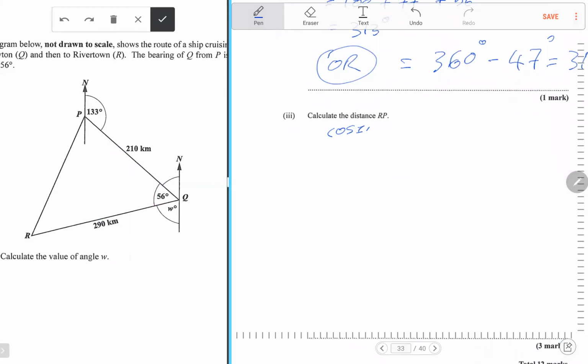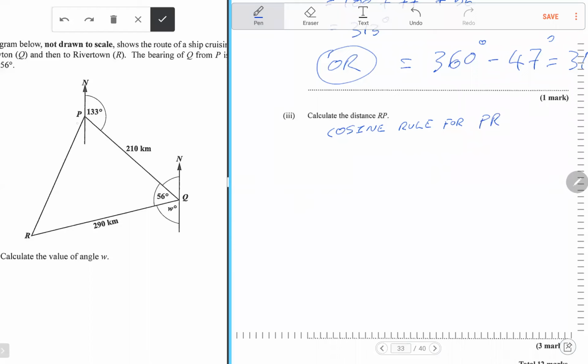Cosine rule for PR. Using the cosine rule to find PR. How does the cosine rule go again? Cosine rule for PR. Alright, so how does it go?